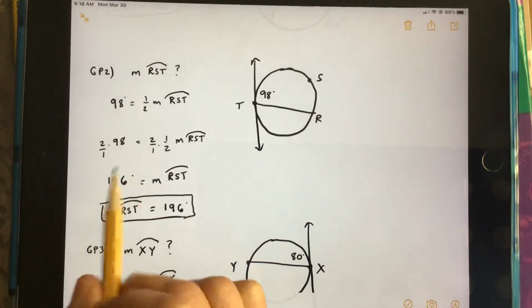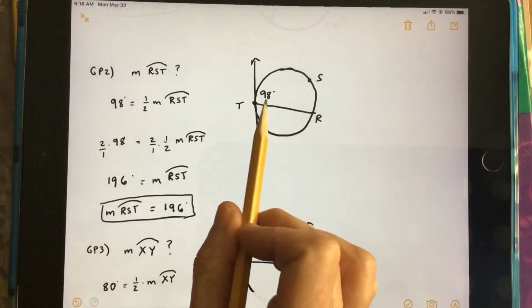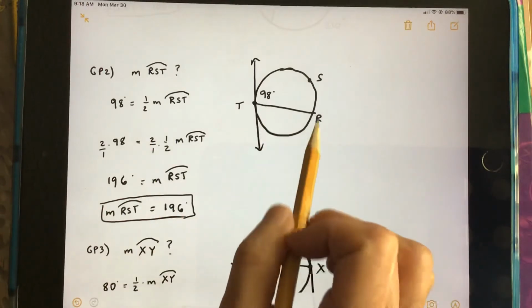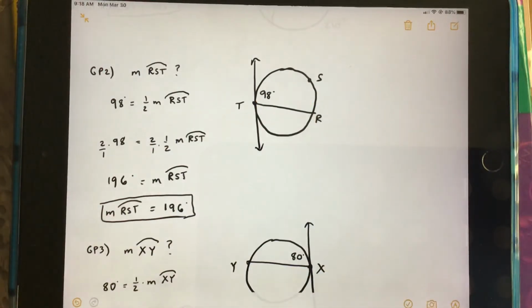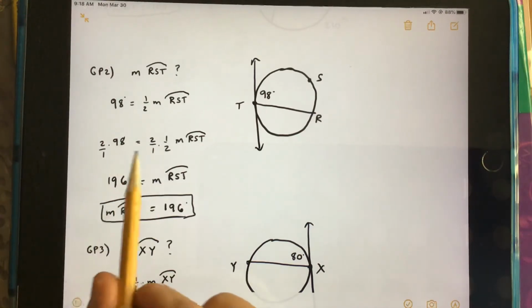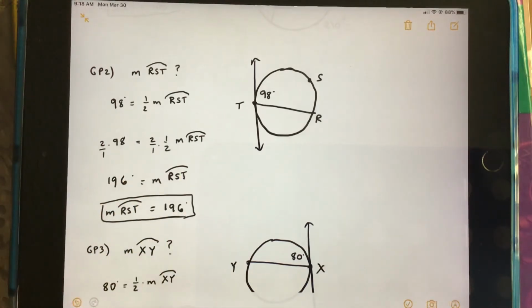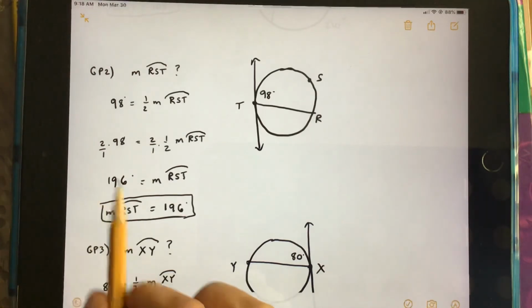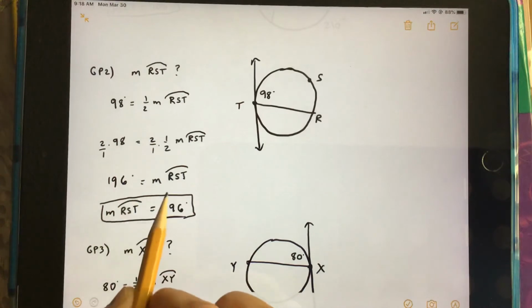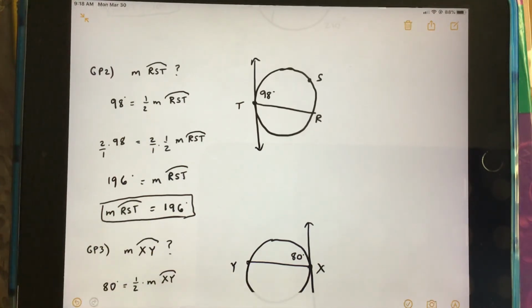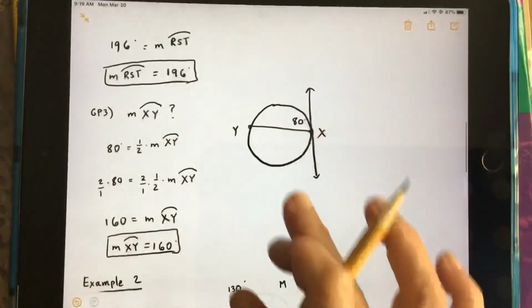Here we are writing the equation to express that relationship. 98 degrees, this angle measurement, is half of the measurement of arc RST. Then we put the numbers in and work it out. We solve this equation by multiplying both sides by 2. 2 times 98 is equal to 2 times 1/2 times the measurement of arc RST. The 2 and the 1/2 cancel out and make 1. So 2 times 98 is 196, and that gives us the measurement of arc RST. Whatever we're solving for, we put on the left-hand side, so the measurement of arc RST is 196 degrees.